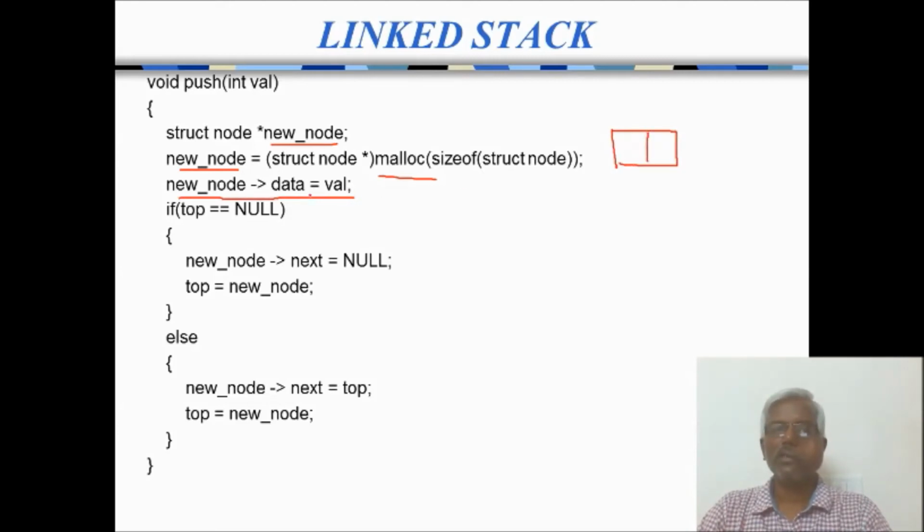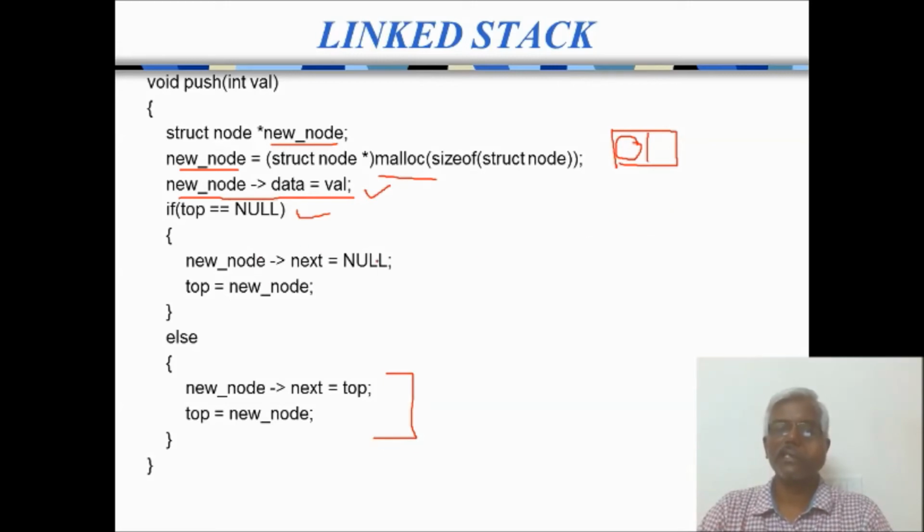After this, the new node's data is equal to val. This value is going to be stored in the new node. For the push operation there is an if-else statement. One, if top is null, this is going to be the one and only node of the stack. If top is not null, which means the stack already has some nodes, we are going to insert it at the beginning. Everything is discussed clearly in the algorithm.